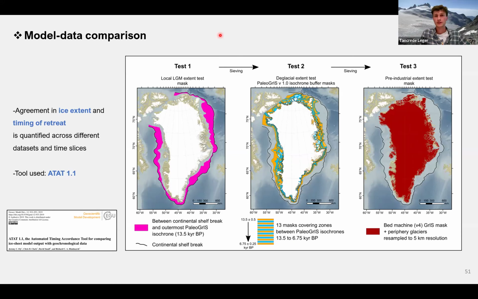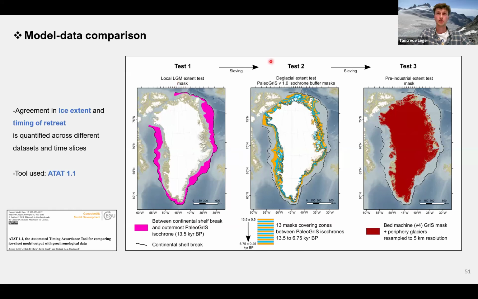So for this, we have 3 tests. They only really concern ice extent. We have test number 1, which is for the local LGM. We use a mask that is located here in pink. So it's constrained between the continental shelf break, which is the maximum extent of where the Greenland ice can reach, really, and then the outermost PaleoGrIS isochrone, which is inside that mask. And so we expect during the local LGM, the ice sheet to grow into that mask, basically. So the more pixels that are covered, the better the score.